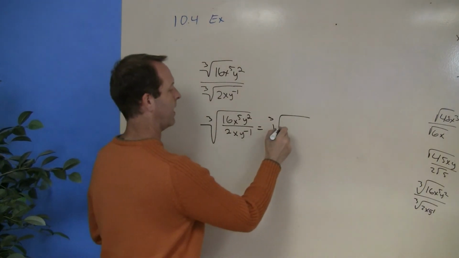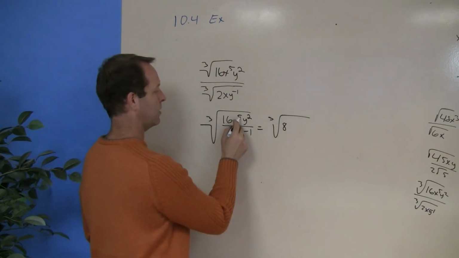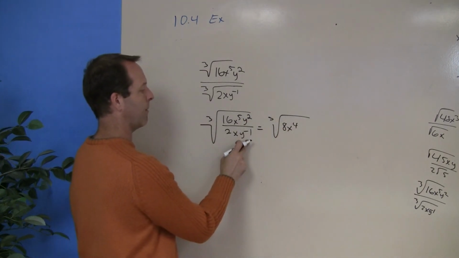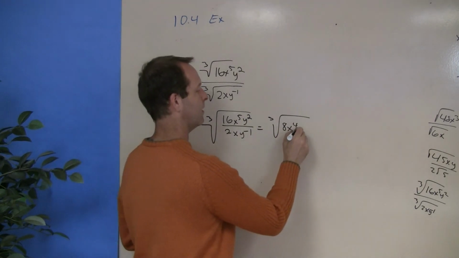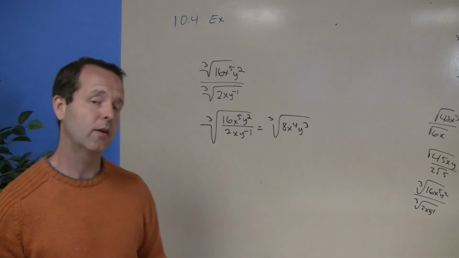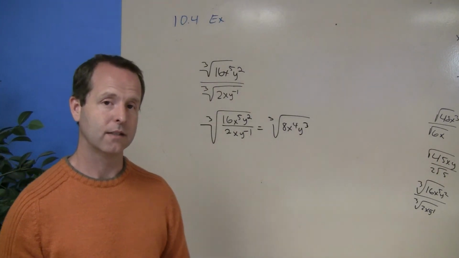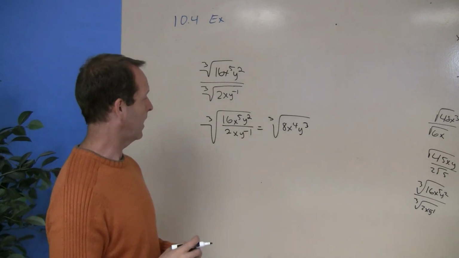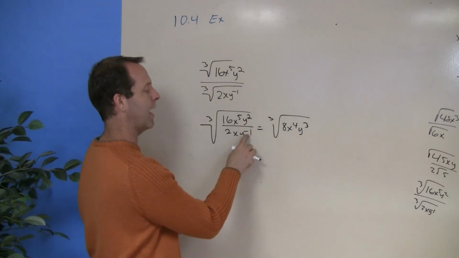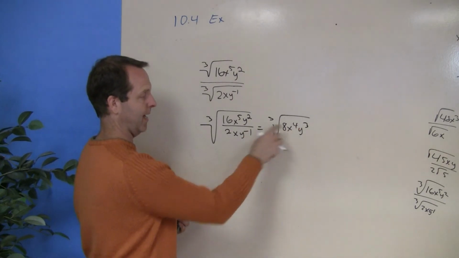16 divided by 2 makes an 8. x to the 5th divided by x is x to the 4th. y squared divided by y to the negative 1 is y to the 3rd. Remember, when I divide like bases, I subtract their exponents. So 2 take away a negative 1 makes a 3.